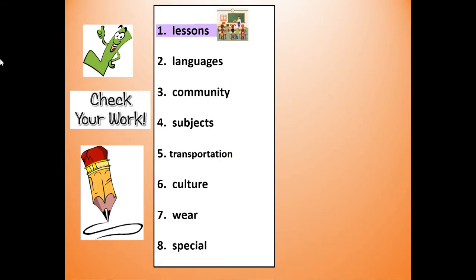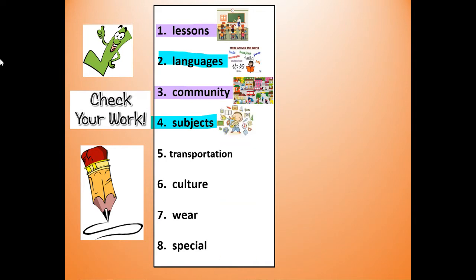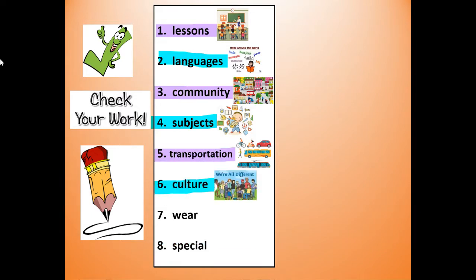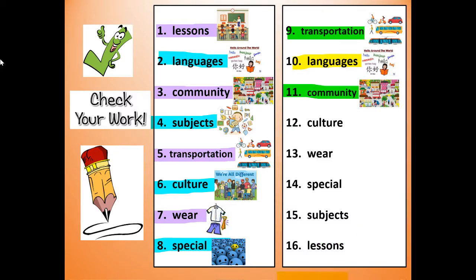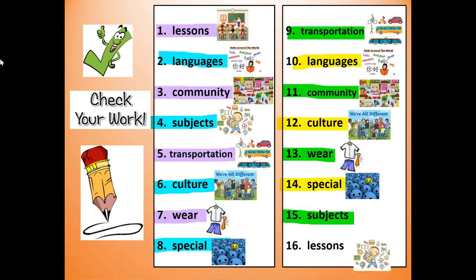Number one, lessons. Number two, languages. Number three, community. Number four, subjects. Number five, transportation. Number six, culture. Number seven, where. Number eight, special. Number nine, transportation. Number 10, languages. Number 11, community. Number 12, culture. Number 13, where. Number 14, special. Number 15, subjects. Number 16, lessons.